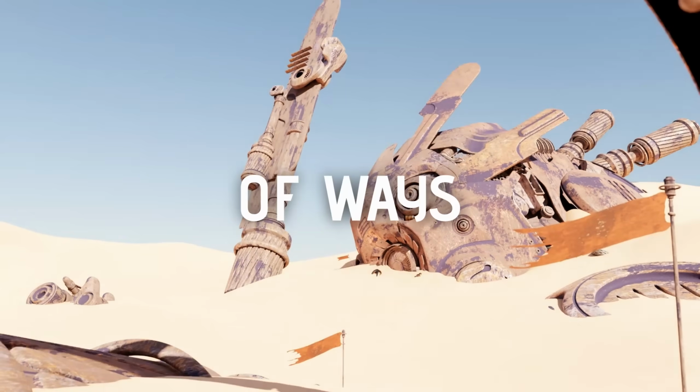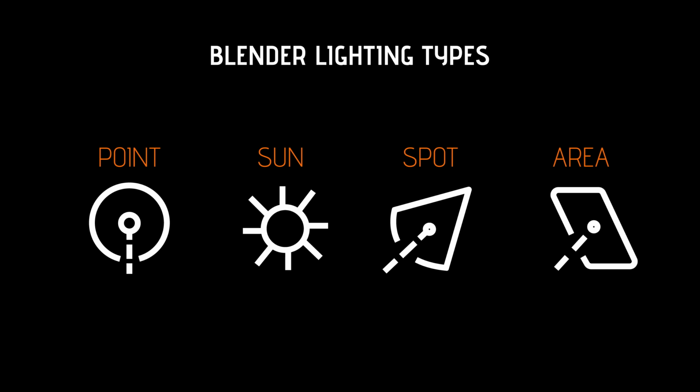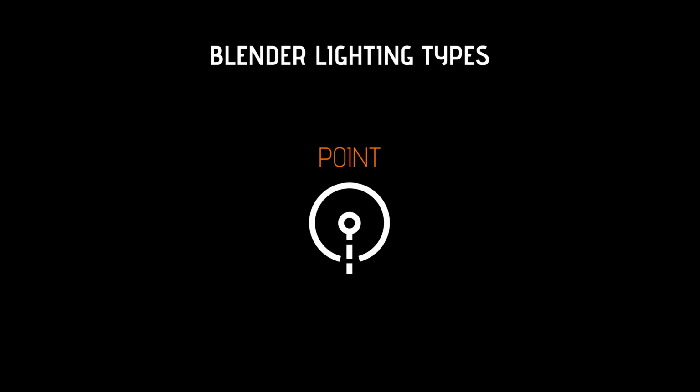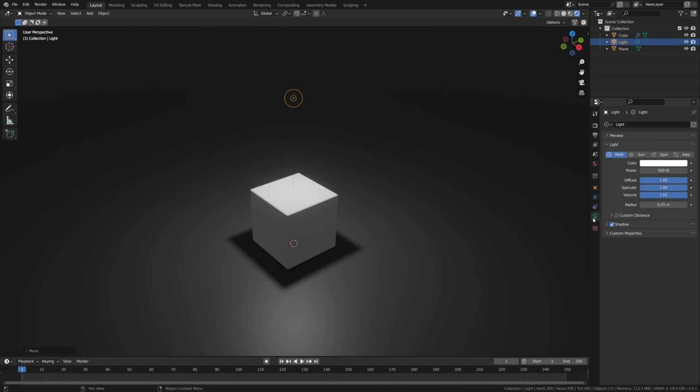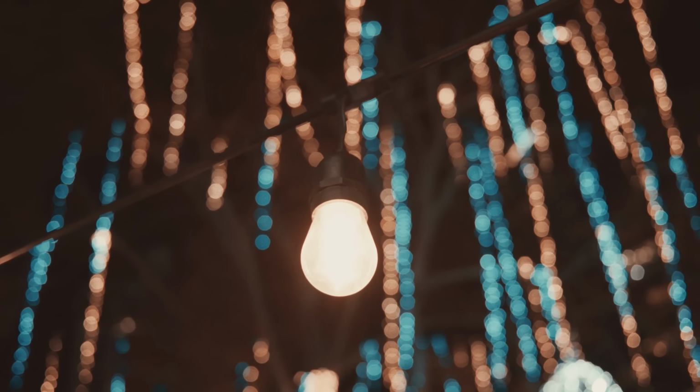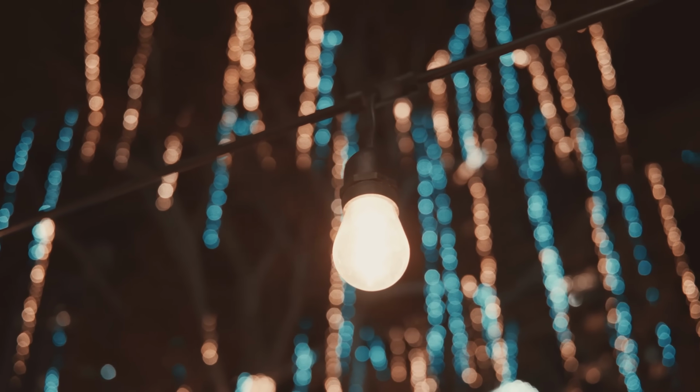Blender has a bunch of ways to light your scenes. So let's talk about that for a little bit before we dive into specific tips and methods. Blender provides four lighting types. The first, starting from left to right, is the point light, which is a spherical type light, lighting equally in all directions. In a way, you could compare this to a light bulb in real life.